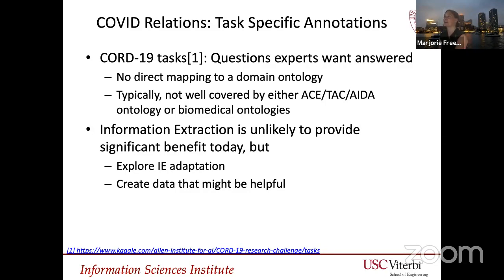And we looked at them and said, well, there's no ontology. There are no set of classes that we're trying to find. Even what it looks like isn't well covered by the types of things that we're aware of. And so probably we can't be that helpful right now. But we have this area of looking at adaptation. And here's a real problem that we could try to adapt to and maybe create data that could be helpful as we were doing that adaptation.